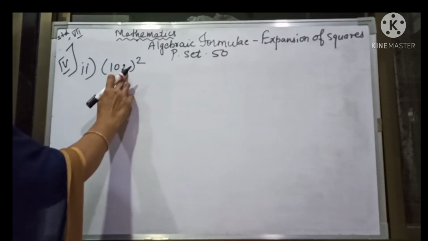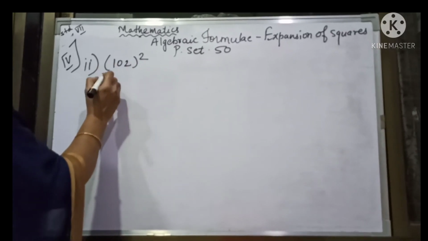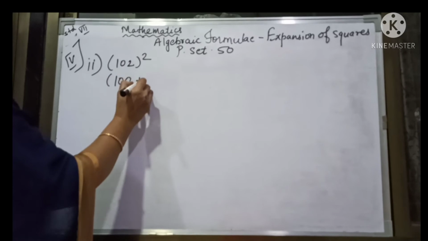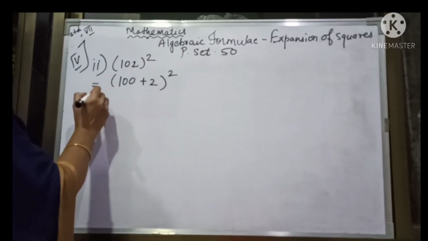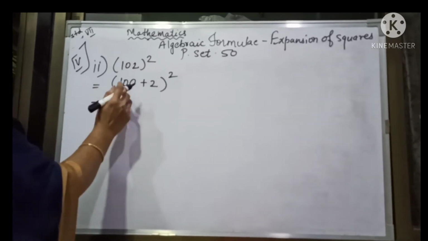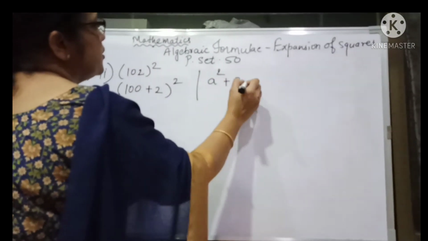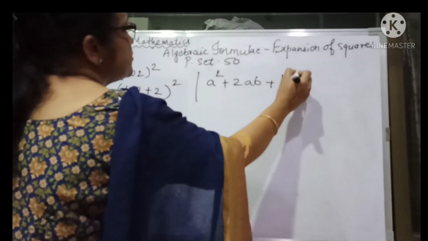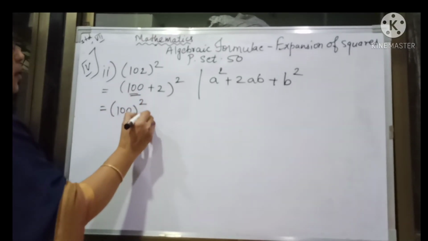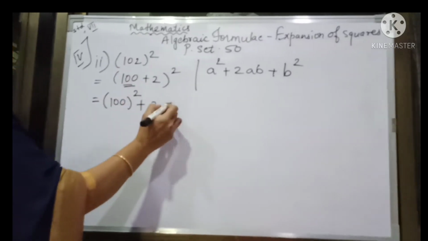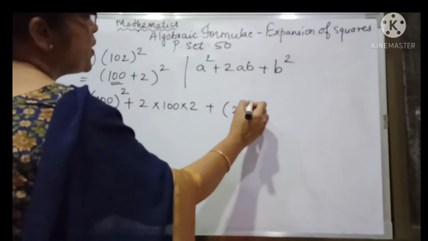102 is near to 100 plus 2. So this number we can write as 100 plus 2. Now find out the square of this, or the expanded form of this, by using the formula a square plus 2ab plus b square. Now first term square, that is 100 square, plus 2 into 100 into 2, plus 2 square.